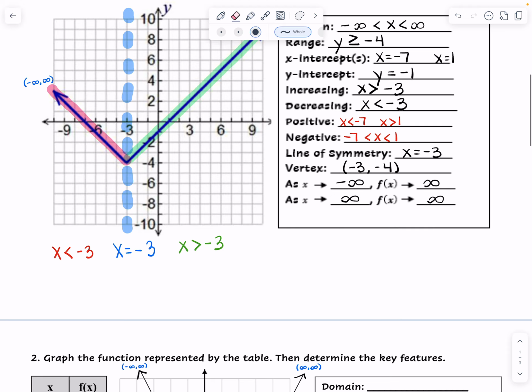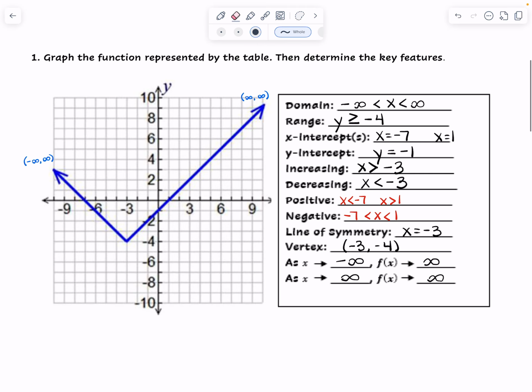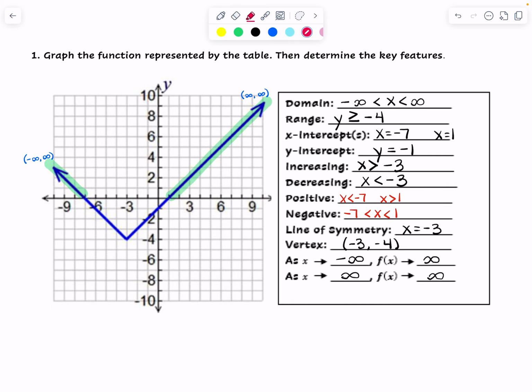Okay? And now I'm going to go ahead and talk about my next asked question, which was, how do I know when it's positive or negative? So if something is positive, it is above the x-axis. So this portion here is above the x-axis, and this portion here is above the x-axis. That's when it's positive, okay? Then when is it negative? Well, that's the other portion when it is beneath the x-axis.